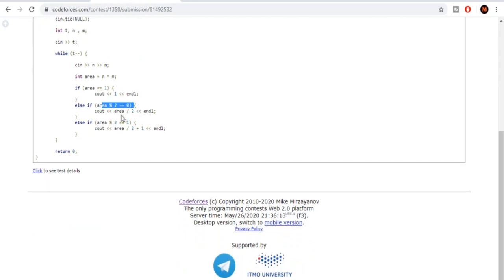If the area is even, we just divide by 2, just like in that last test case: 4 times 5 is 20, divided by 2 is 10. So that's what we did here. And then if it's odd, if the area mod 2 is equal to 1, which means it's odd, then I just divide by 2 and add 1. So yeah, that's all you have to do.